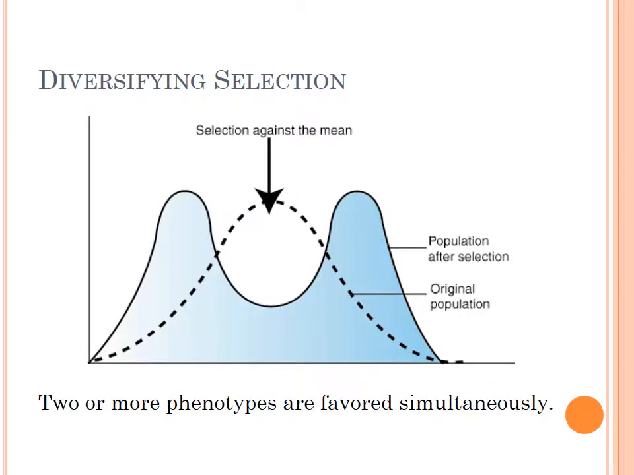Diversifying selection is where both extremes are selected for simultaneously. If we're looking at height here again, I don't know, short people prefer to mate with short people, tall people prefer to mate with tall people. Thus, over time, you start losing the single distribution and start seeing what's called a bimodal distribution, two distinct humps. This will eventually lead to what's called speciation. We'll talk about that shortly. Diversifying selection is a very interesting concept.